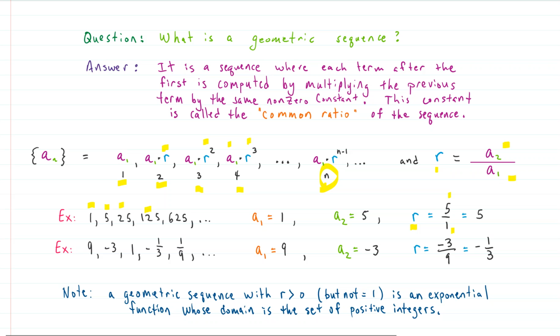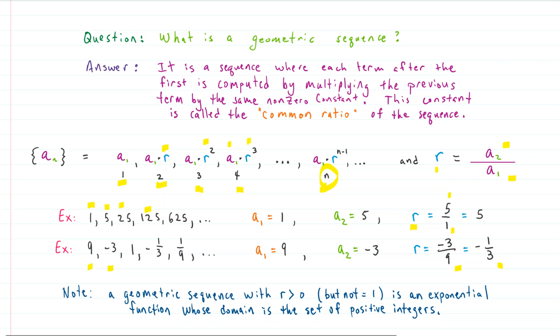The second example, the first term is 9, the second term is negative 3, so we can find the ratio. Negative 3 divided by 9 gives me negative 1/3. So that means every term after the first is multiplied by negative 1/3. So 9 times negative 1/3 is negative 3. Negative 3 multiplied by negative 1/3 gives us positive 1. 1 multiplied by negative 1/3 gives us negative 1/3, and so on.